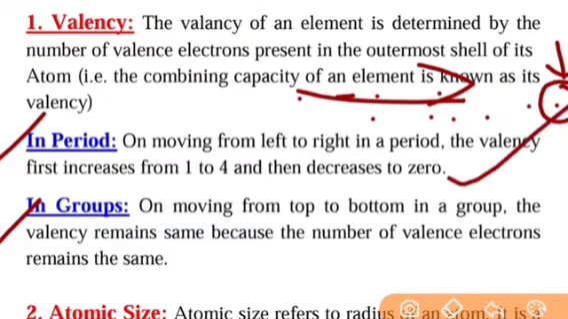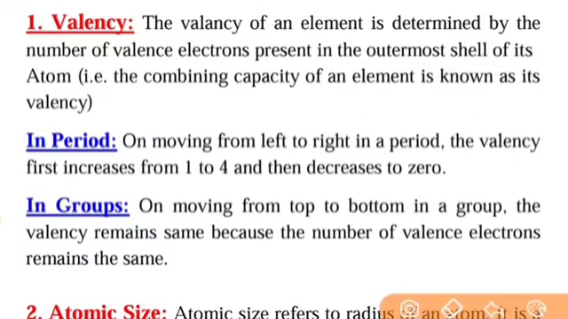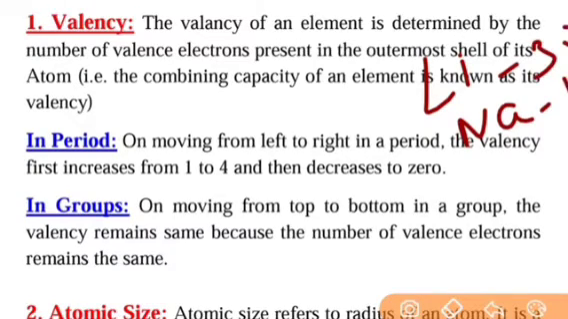Now Mendeleev's classification also has some limitations. First, there was no correct position for helium in Mendeleev's periodic table. You know hydrogen is a gas, but there was no proper position for it. The positions of isotopes were not decided.